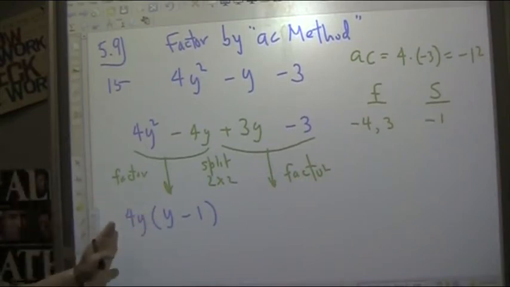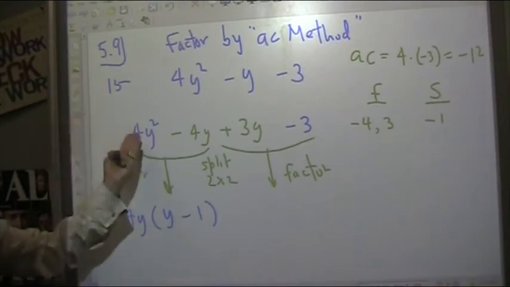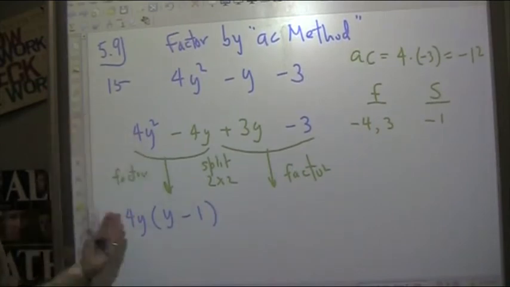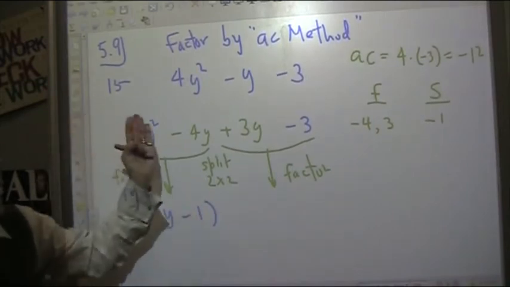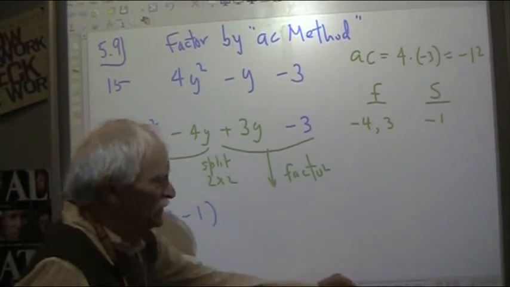All right. So what process do we use to check? Distribution. All right. So 4y times y is what? 4y squared. Check. 4y times negative 1 is what? Minus 4y. So we're all okay. All right. Now what do we do? To the other side. Bring down the sign.